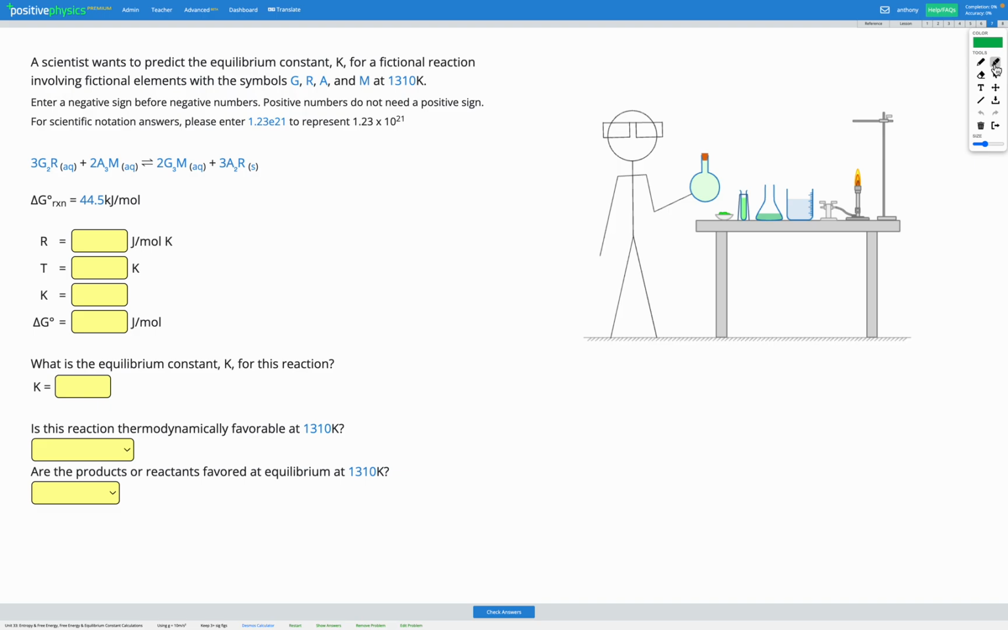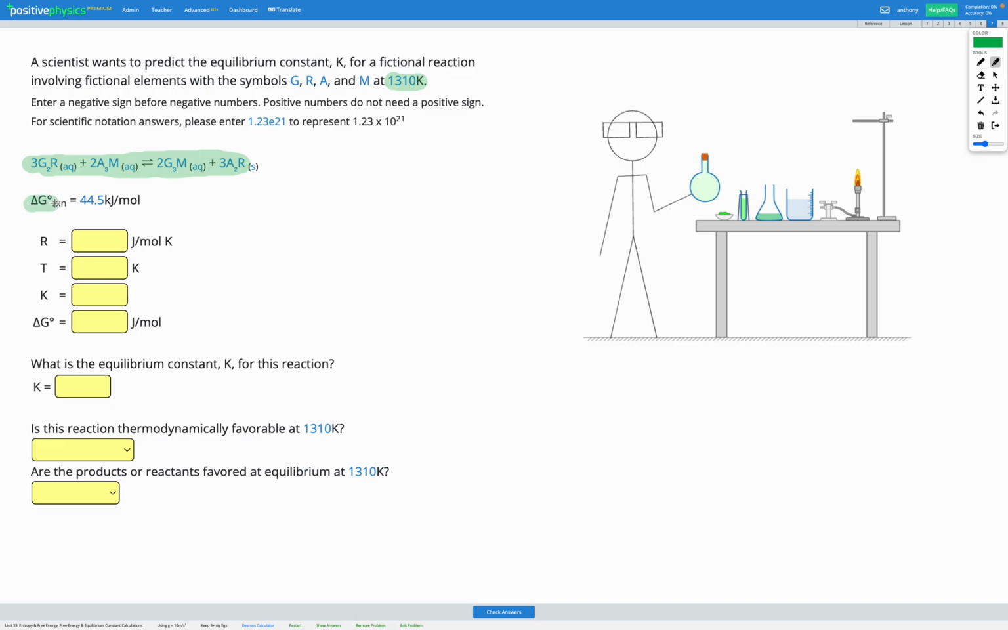In this skill, we're going to be converting between change in Gibbs free energy and equilibrium constant for a given reaction. In this question, we're predicting the equilibrium constant K for a fictional reaction involving fictional elements with the symbols G, R, A, and M at a temperature of 1310 Kelvin. So here's our reaction that we're going to be figuring out the equilibrium constant for.